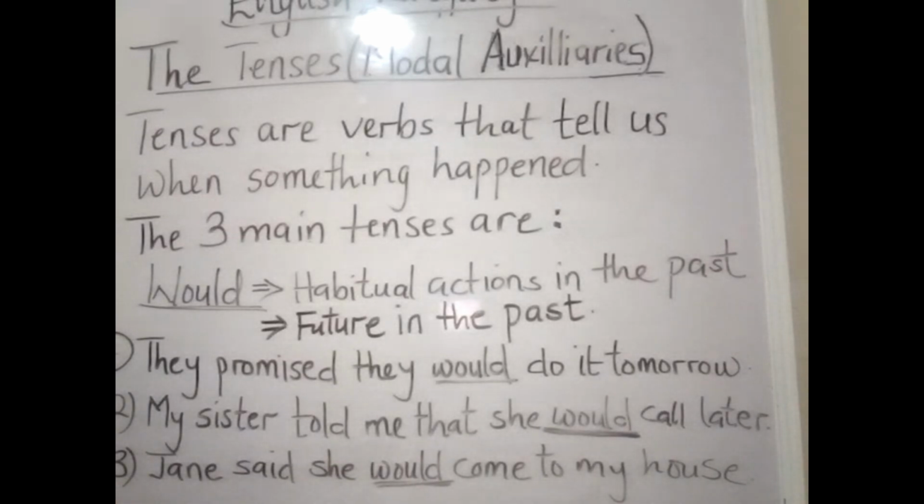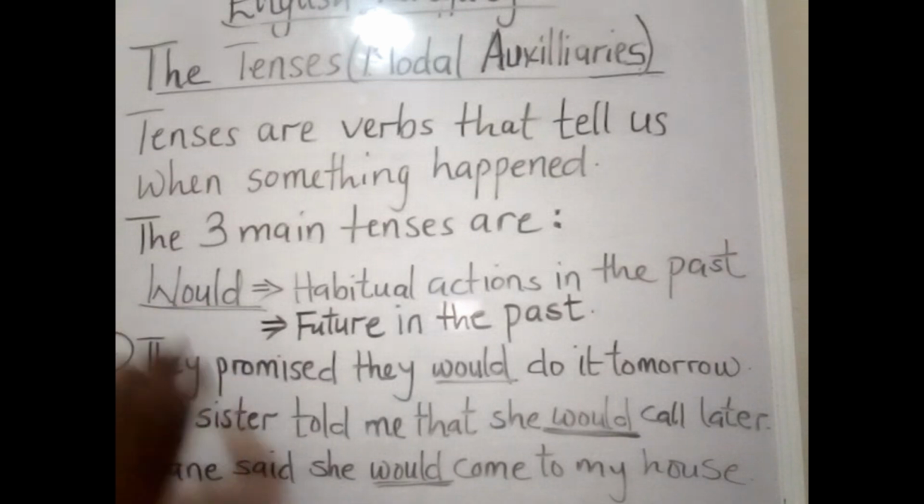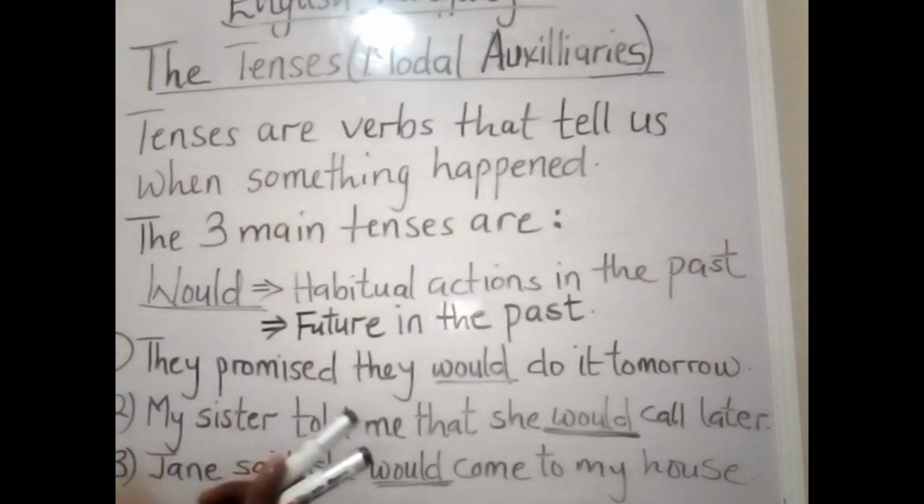And then we also looked at shall. We looked at shall, it expresses future. We looked at will, also is for the future, future events. Then we looked at would. Would expresses habitual events in the past, and also it expresses future events that are connected to the past.